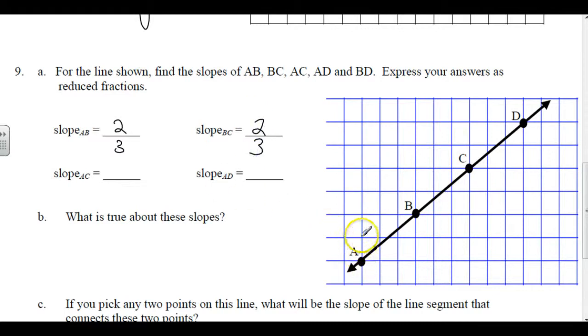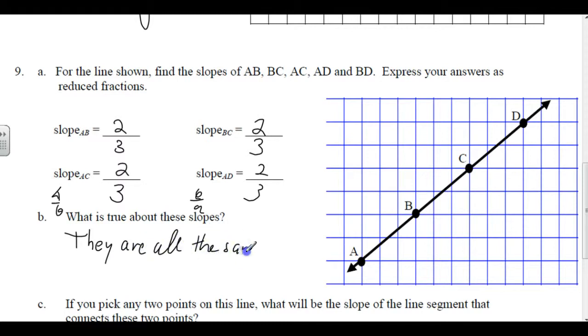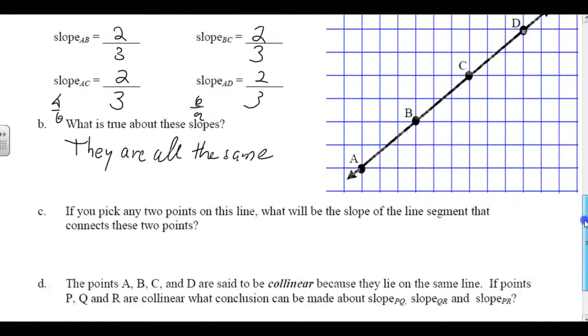The slope of AC, 1, 2, 3, 4, 1, 2, 3, 4, 5, 6, 4 over 6, which is 2 over 3, and AD, 1, 2, 3, 4, 5, 6, 1, 2, 3, 4, 5, 6, 7, 8, 9, that's 6 over 9, also 2 over 3. These slopes, they are all the same, which makes sense because they're all on the same line segment.